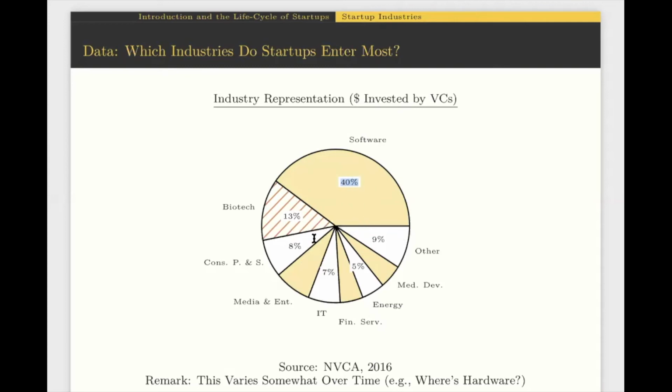This distribution varies over time. So one thing that people might be a little bit surprised by is that you don't see hardware as an industry showing up prominently here. It's a pretty small component of the other segment right here. Now, this has not always been the case. If you take a look at venture capital investment in the 1980s, for instance, there would have been a much higher proportion. I think it was something between 15 and 20% of VC investment dollars went into hardware. So there is variation over time.